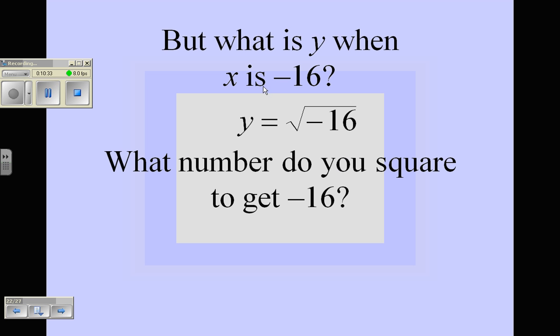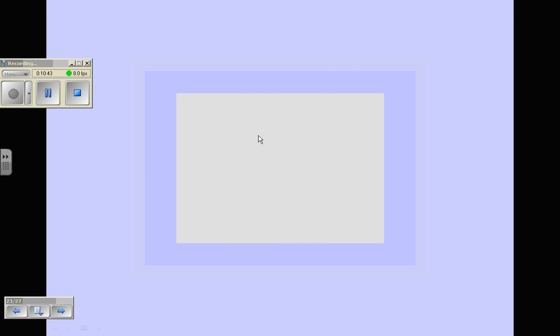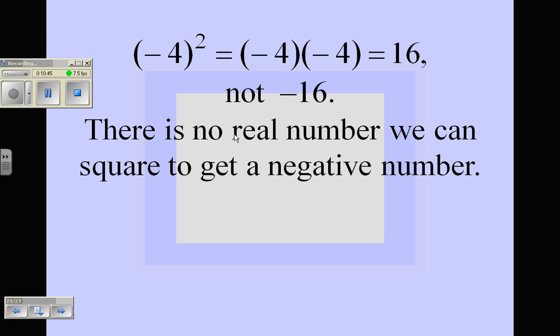But what if x is negative 16? Well, if x is negative 16, then taking the square root of a negative, you can't do that. You don't get negative 4. Hopefully you didn't say negative 4. Instead you said not possible. So there's no real number that we can square that will give us a negative number. And I'll say that again. There's no real number that we can square that will produce a negative number.